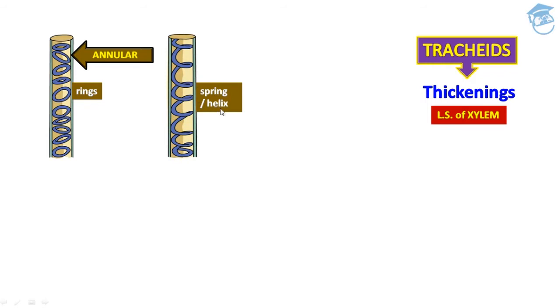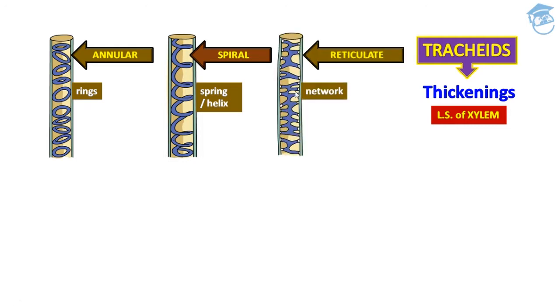Now we'll talk about the spiral thickening, wherein lignin rings are in the form of a spring or helix. So spiral tracheids are those in which secondary thickenings are present in the form of a helix or coil, or you can say just like a DNA. Then comes network-like, which is called reticulate. Reticulate tracheids are those in which secondary thickenings are irregular and appear in the form of a network, or form a mesh-like network. So that's why it is called reticulate thickening of tracheid.